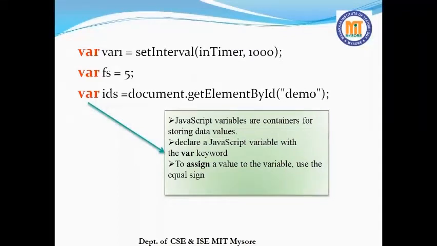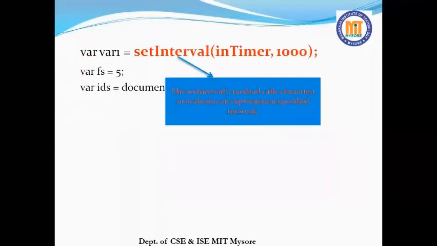Here we declare three variables: var1, fs, as well as ids. We will discuss them one by one. Next is var1 equals setInterval of inTime comma 1000. Here, before moving to that setInterval, let me tell you one thing.